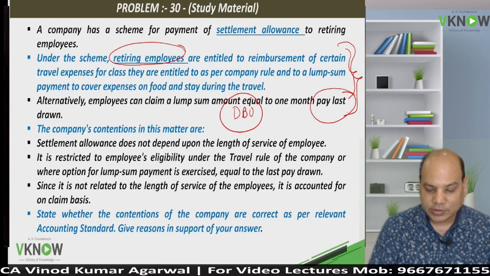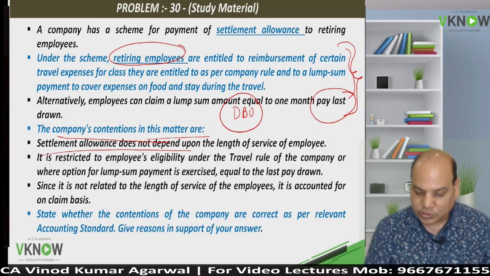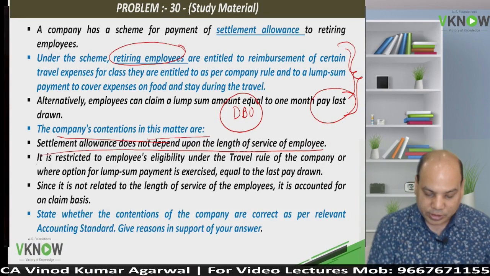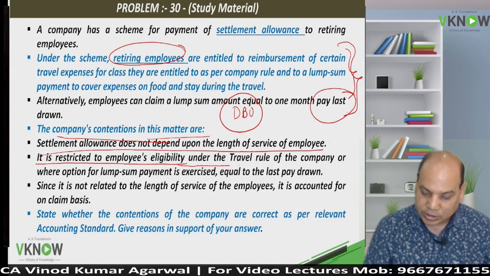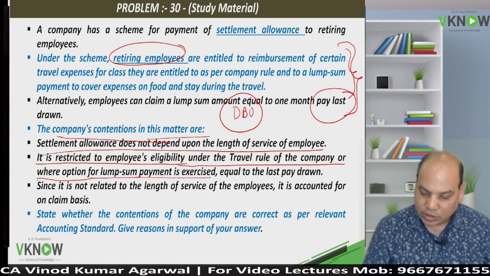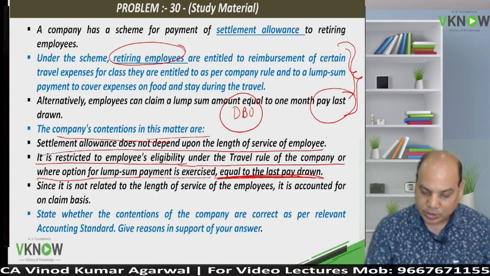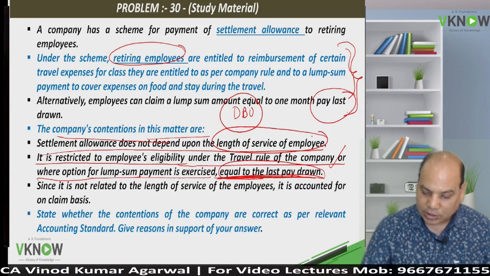Now what is the company saying? Company's contention in this matter is that settlement allowance does not depend on the length of the service. It is restricted to employees' eligibility under the travel rule of the company, or where the option for lump sum payment is exercised, equal to last drawn pay. So company says it does not depend on the length of service. Either he will get as per rule or as per last salary.